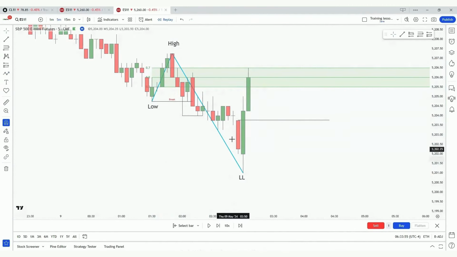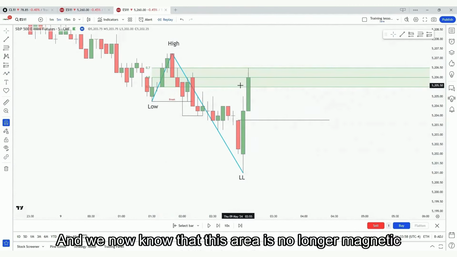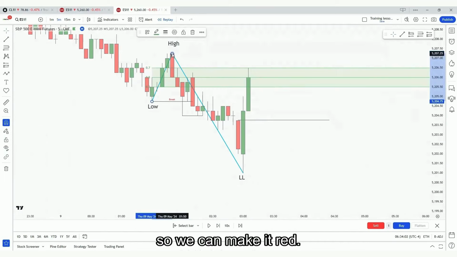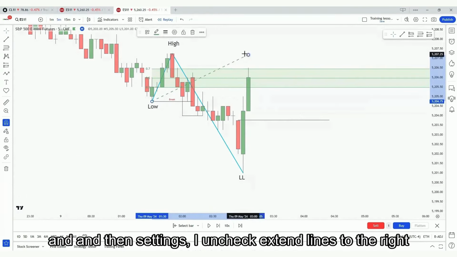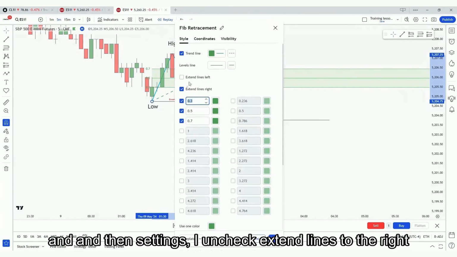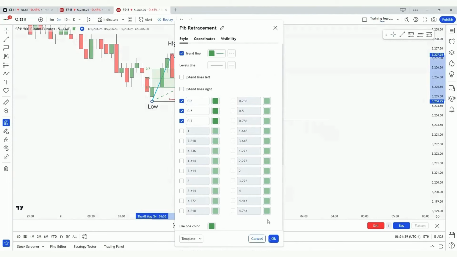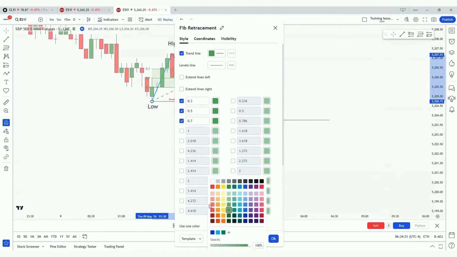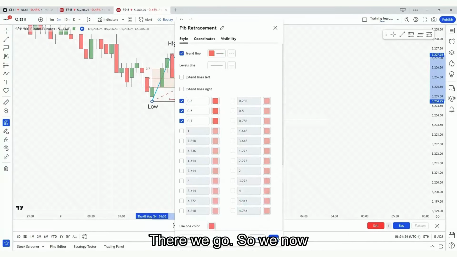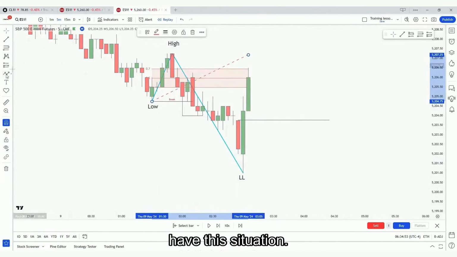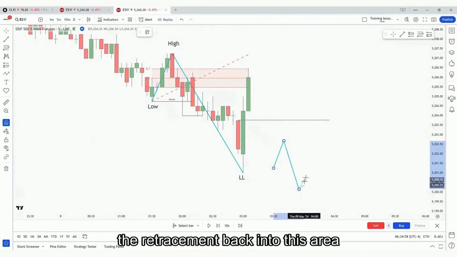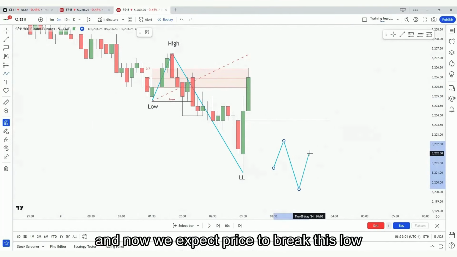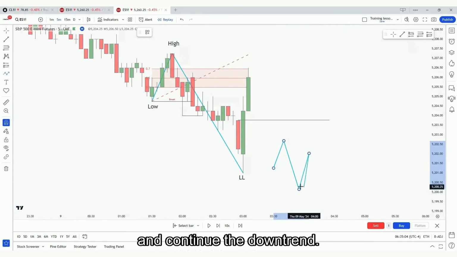So that's the retracement, and we now know that this area is no longer magnetic, so we can make it red. I pull this line to the candle that did the retracement, like this, and then settings. I uncheck extend lines to the right, and we change the color into red. There we go. So we now have this situation. We had a low, a high, a lower low, the retracement back into this area, and now we expect price to break this low and continue the downtrend.